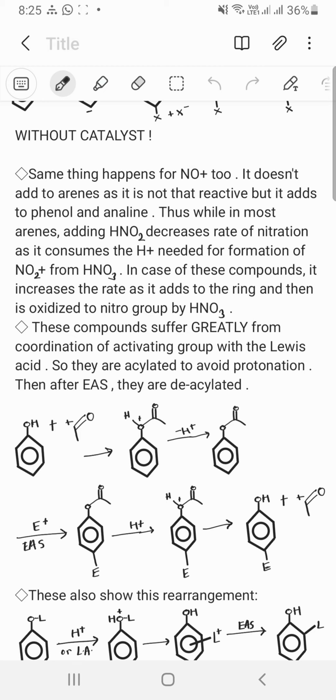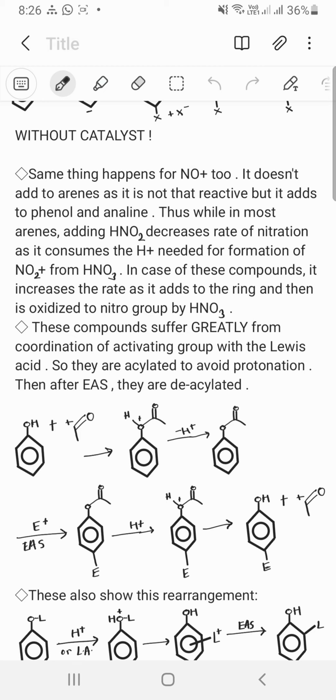So adding HNO2 in HNO3 for nitration of phenol, and in fact for other aromatic reactions, slows down the reaction because it consumes the H plus that is required for HNO3 to convert into the electrophile that we want, which is NO2 plus. Over here, what would happen is that it would just take the H plus and convert to NO plus. So generally, it will slow down the reaction.